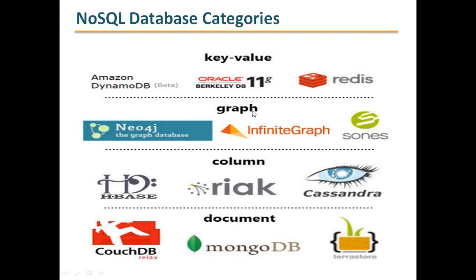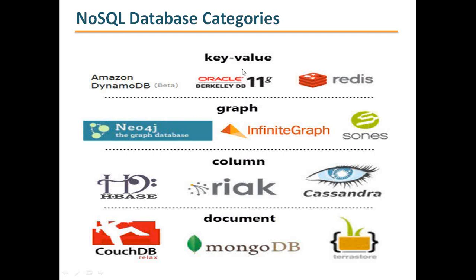Coming to graph databases, generally if you have any connected data, like friends relations, any kind of relationship data, then graph-oriented databases are very popular. In graph-oriented databases, Neo4j is the very popular one.